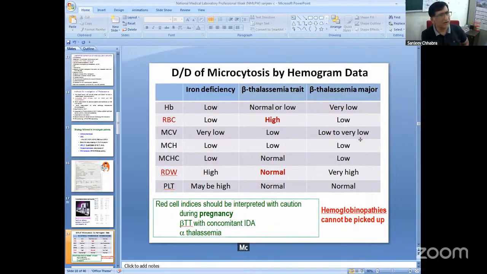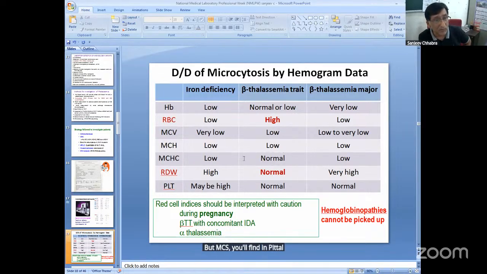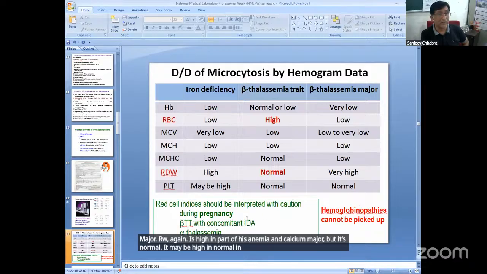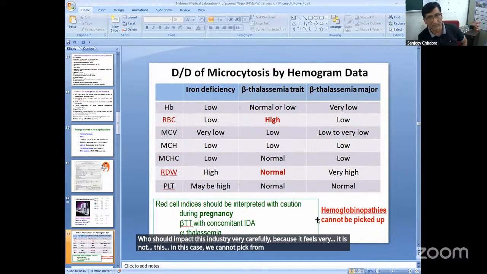MCVs are in all of these, because these are all microcytic, you find MCV low, MCH is also low. But MCHC, you will find in beta thalassemia trait is normal, but is low in iron deficiency anemia and thalassemia major. RDW again is high in iron deficiency anemia and thalassemia major, but it is normal in thalassemia trait. Platelets may be high or normal in both cases. But in case of pregnancy, thalassemia with IDA and thalassemia, we should interpret these indices very carefully because in this case we cannot pick from these indices.